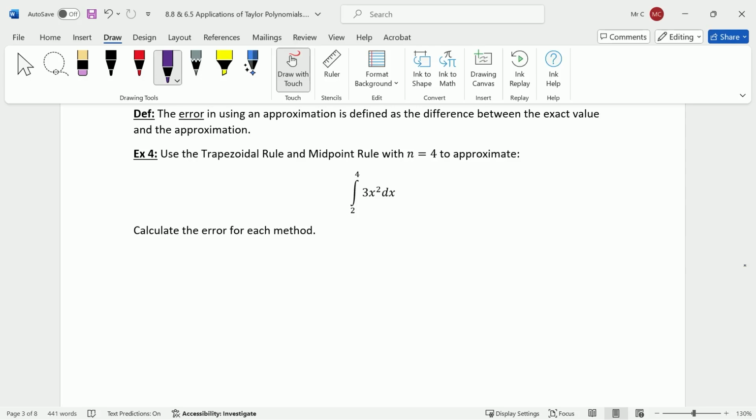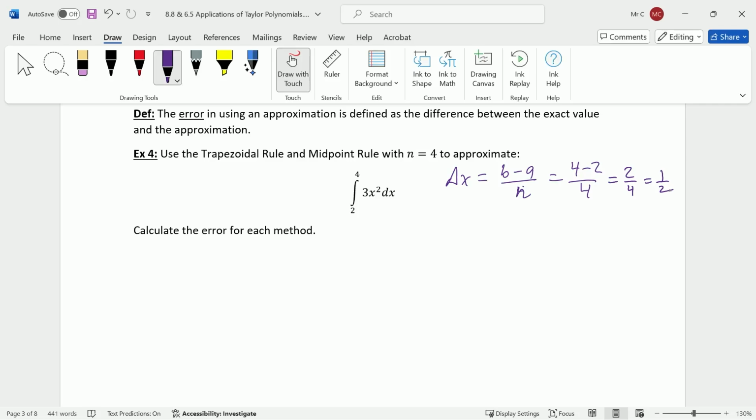Okay, so with that being said, we're going to use both the trapezoidal rule and the midpoint rule with n equals 4 to approximate the integral. And so to start, since I'm going to need the same delta x value for both the midpoint and trapezoidal rule, let's figure out what delta x is. So delta x is b minus a over n. So this is 4 minus 2 over n, but n is 4. And that's 2 over 4, which is 1/2. Okay, so we've got delta x.